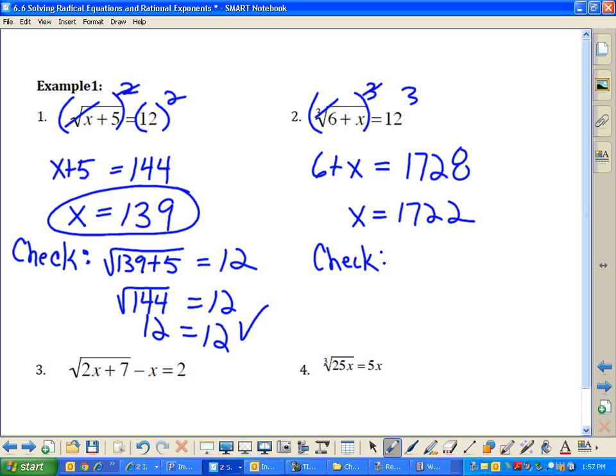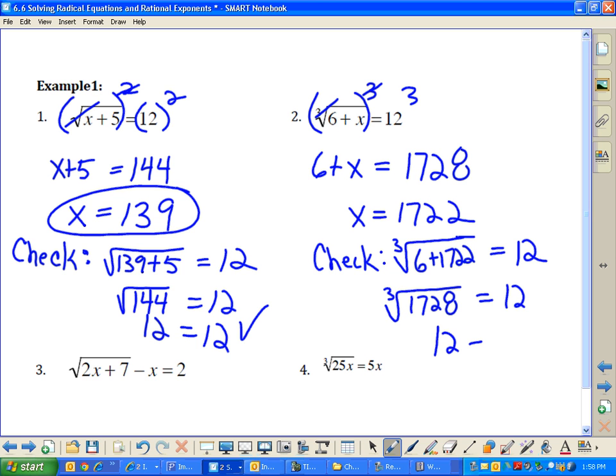I check it by substituting 1,722 back into the original equation. The idea here is that I should generate a true statement. So here's me subbing in 1722. Order of operations says I should take care of what's underneath that radical first. It's like a grouping symbol. And then the cube root of 1728 is 12. I generated a true statement, so I know my answer is correct. Questions about 1 or 2?